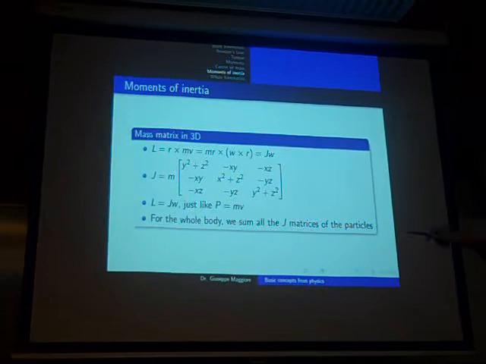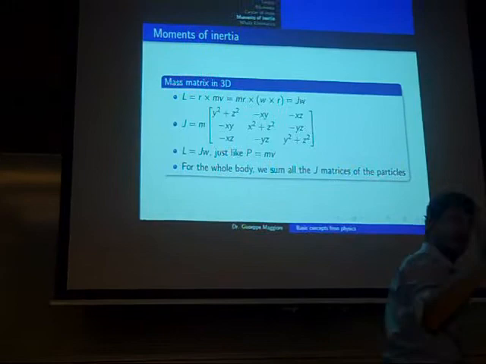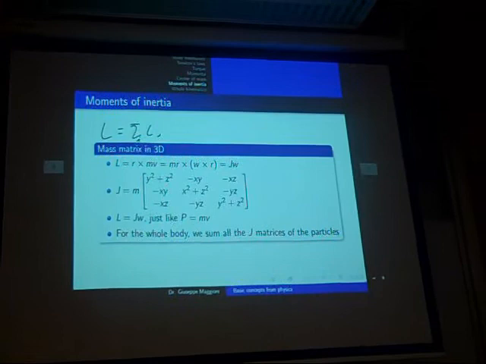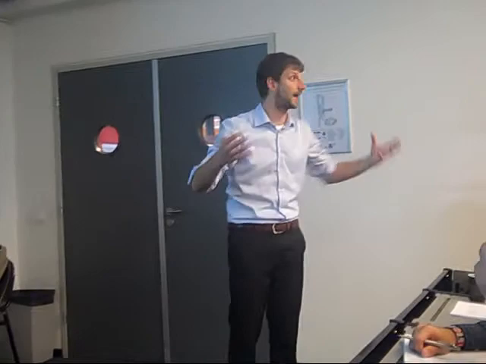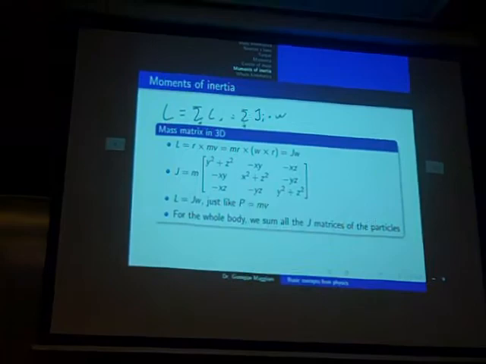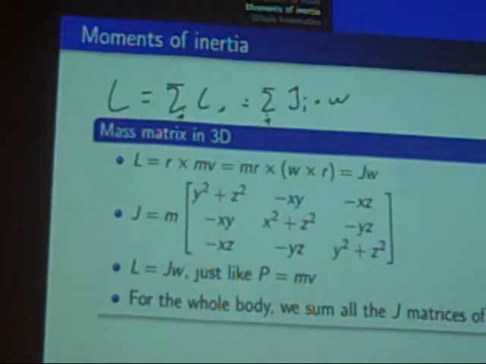Very nicely, we know that L, and this is a stroke of luck that makes it doable to build games, is equal to the summation over all the particles of their angular momenta. So if you have a bunch of particles and you want to know the angular momentum of the whole body, you just add them. If you know that Li is equal to Ji times the angular velocity, but the angular velocity is just one for the whole body, you can group that out. This is equal to the summation of all the J's times W.